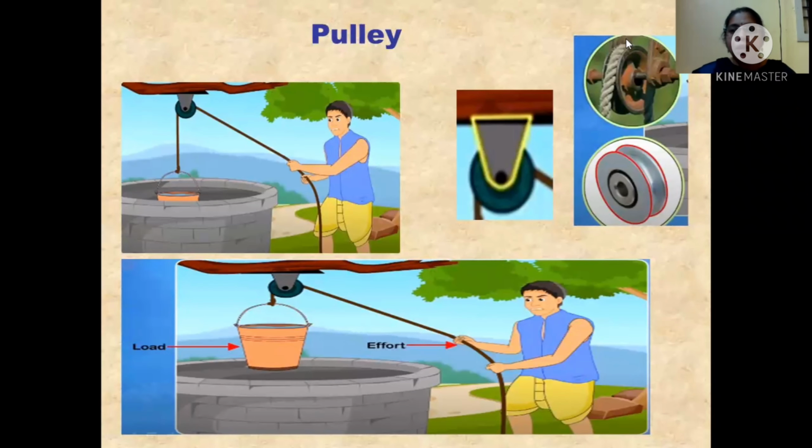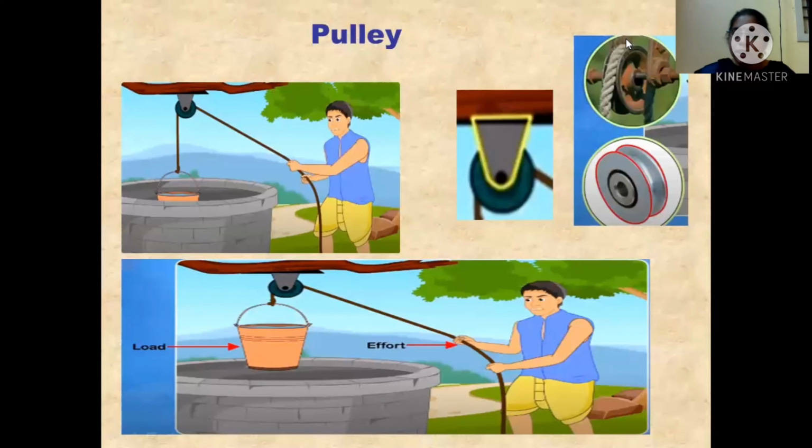Pulley. Pulleys help us in lifting loads vertically by applying force in a suitable and convenient direction. It consists of a wheel which is fixed to a support. The wheel has a grooved rim over which a rope is passed.